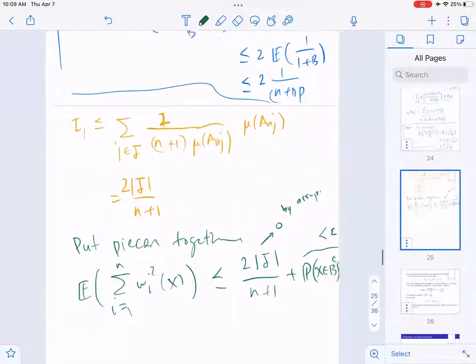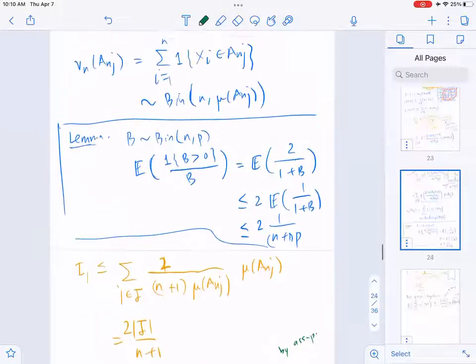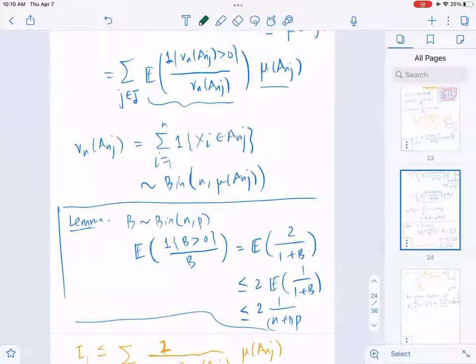Okay. It was a little bit tricky, but you can see in the end, you're controlling the expectation of an inverse of a binomial, which is what you'd expect for the variance. Basically, you have the count of how many points there are, and 1 over basically how many points there are.